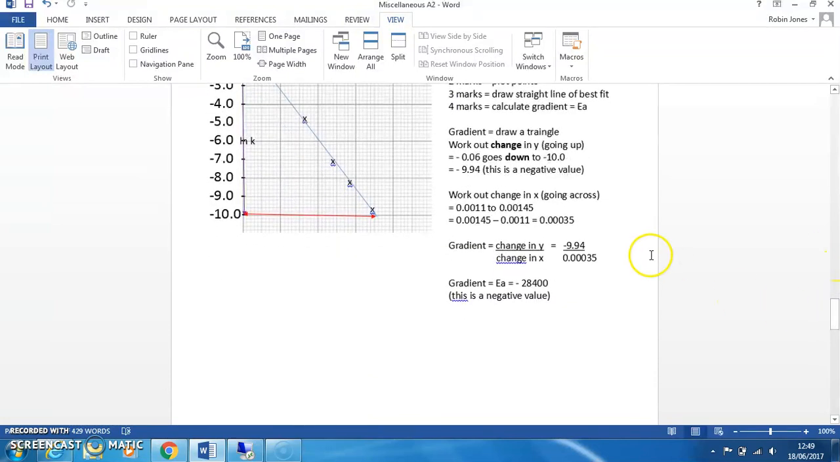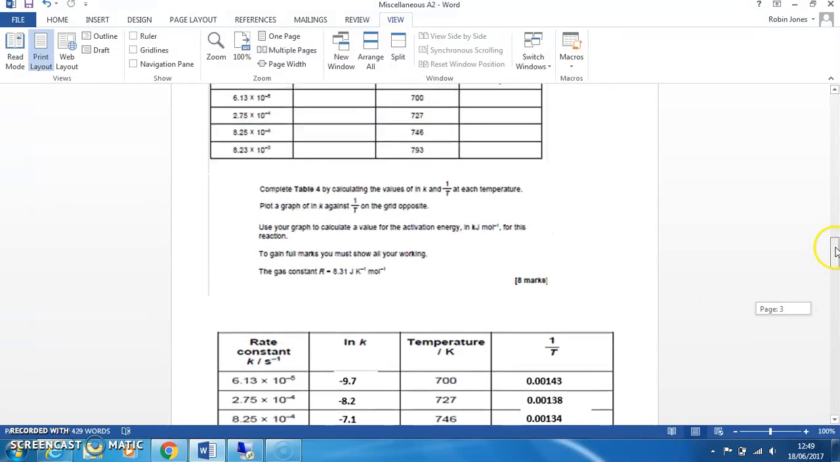Your activation energy then will be change in y, in other words how far down it's come, divided by change in x, how far across it's come: minus 9.94 divided by 0.00035. It'll give you quite a big value, and it'll be minus because my slope's coming down. So it's a negative value, and that's your activation energy. Don't worry about units. You don't need to put units in because it will tell you that it's in kilojoules per mole.